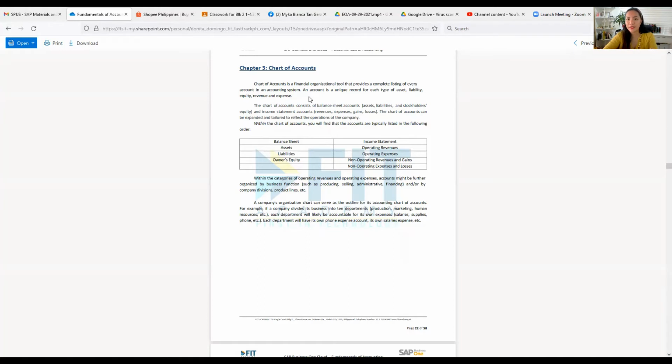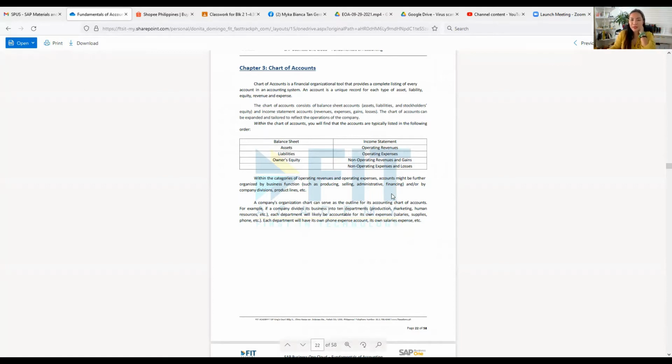gains, and losses. So the chart of accounts can be expanded and tailored to reflect the operation of the company. Okay, so within the chart of accounts, you will find that the accounts are typically listed in the following order, where you can see the balance sheet is assets, liabilities, owner's equity, while the income statement will include operating revenues, operating expenses, non-operating revenues and gains, non-operating expenses and losses.